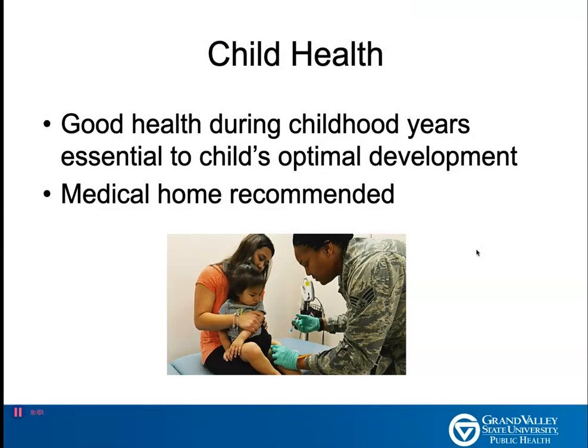Okay, going back, what does it look like for child health? Again, we're looking at child immunizations, again, child care, doctor visits, and the like, is something that I want you to kind of think about.